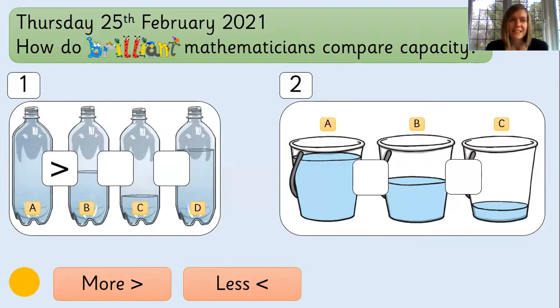Now you've got to look at B and compare it to the bottle C. And then you've got to look at C and compare it to the bottle D. And you can use our symbols more or less to help you. And the same with problem number 2. You've got 3 buckets to compare and you need to draw the symbols in here. This symbol will show you looking at A and B, and this symbol will make you look at B and C. So if you're going to go and have a challenge and look at the symbols, have a go at pausing the video here to use your more and less than knowledge.